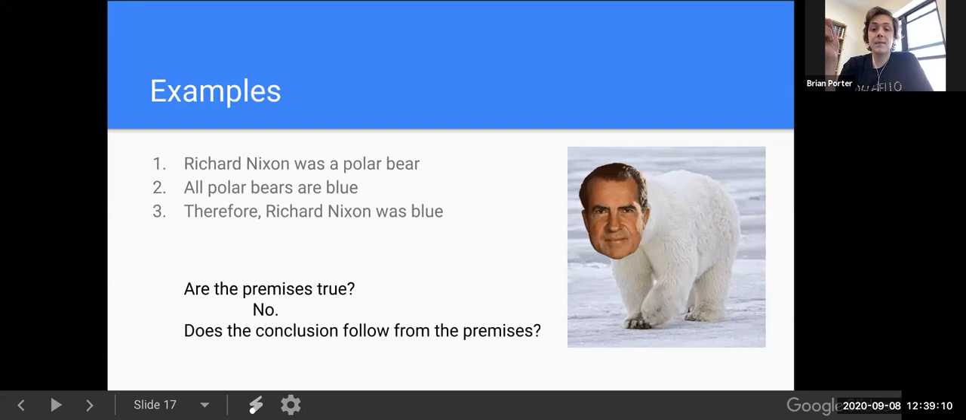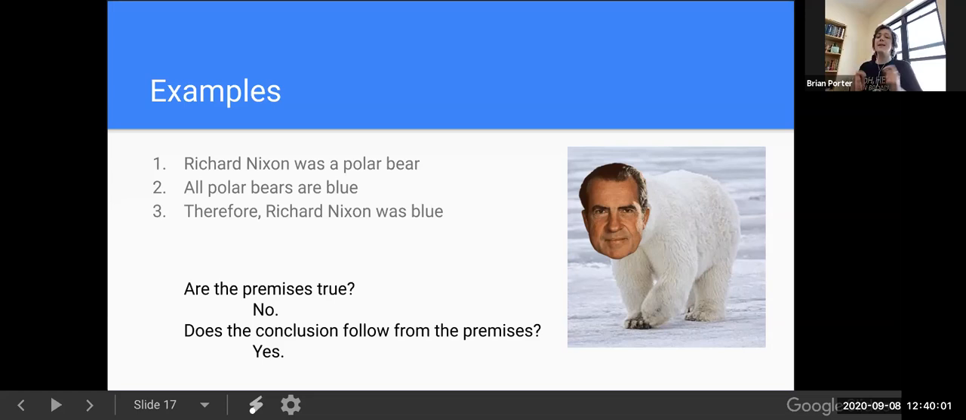But does the conclusion follow from the premises? The answer to that is yes. Because if Richard Nixon were a polar bear, let's say we just took a polar bear and it was named Richard Nixon. If all polar bears are blue and Richard Nixon is a polar bear, then necessarily Richard Nixon must be blue, because he's a polar bear and all polar bears are blue, assuming the premises are true. So if the premises are true, then the conclusion must be true. If all polar bears were blue and Richard Nixon were a polar bear, then Richard Nixon would have to be blue. So if both premises were true, Richard Nixon would be blue, and therefore the conclusion would be true.